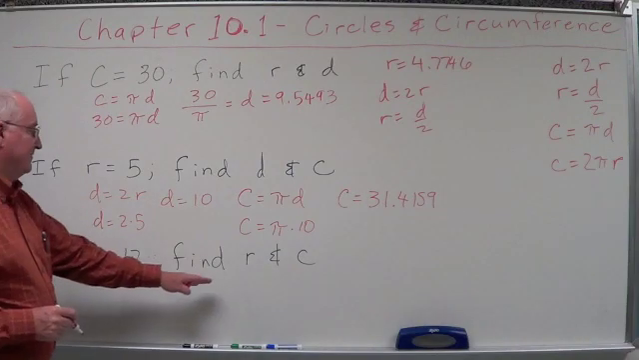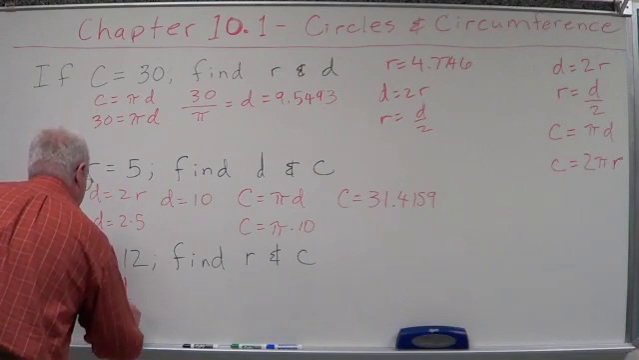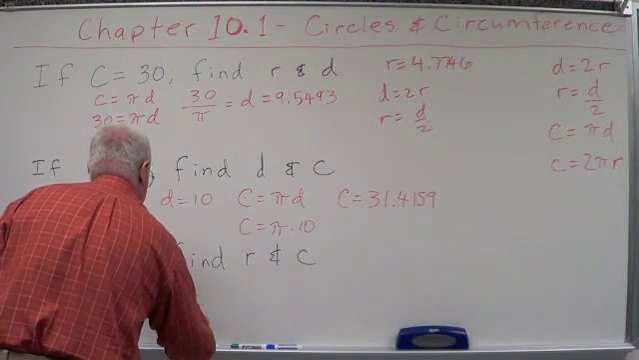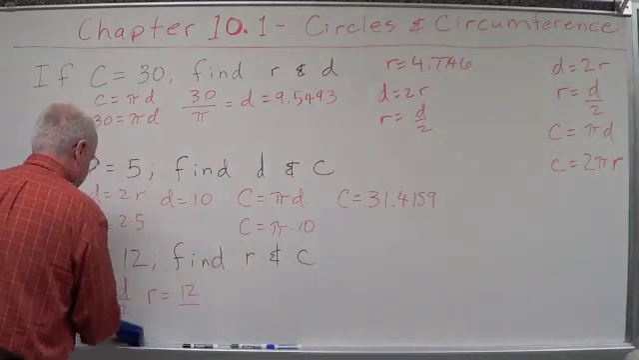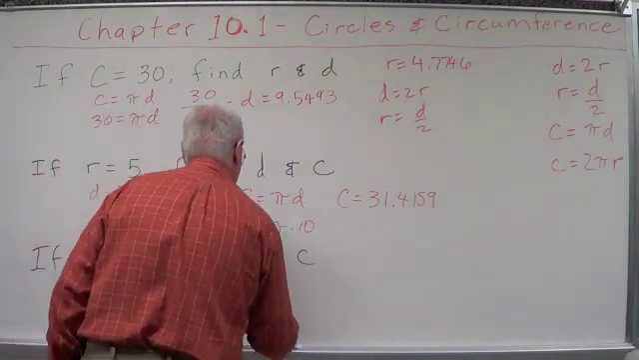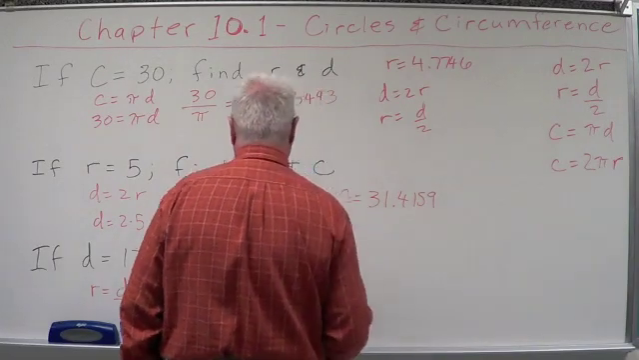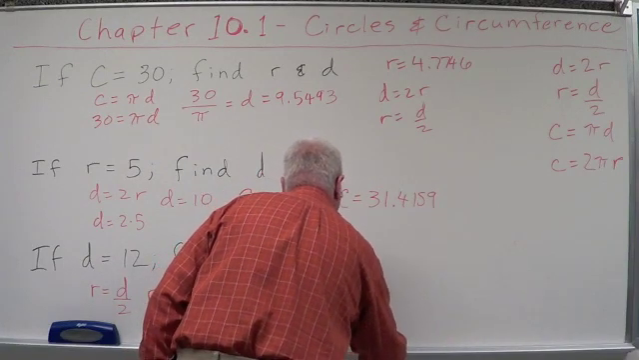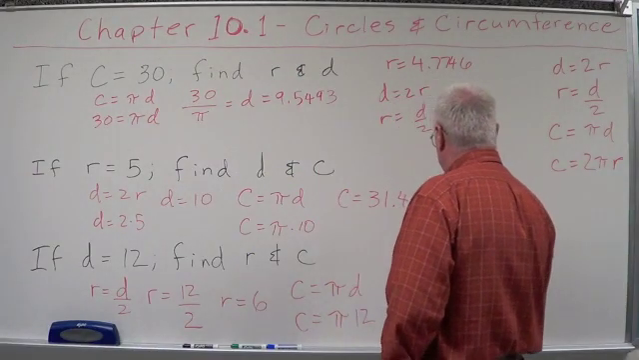Now we're given d and we need to find r. We know that r equals d divided by 2. So r equals 12 divided by 2. So r equals 6. Well, we know that C equals pi d. So C is going to equal pi times 12, or we would really write that C equals 12 pi.